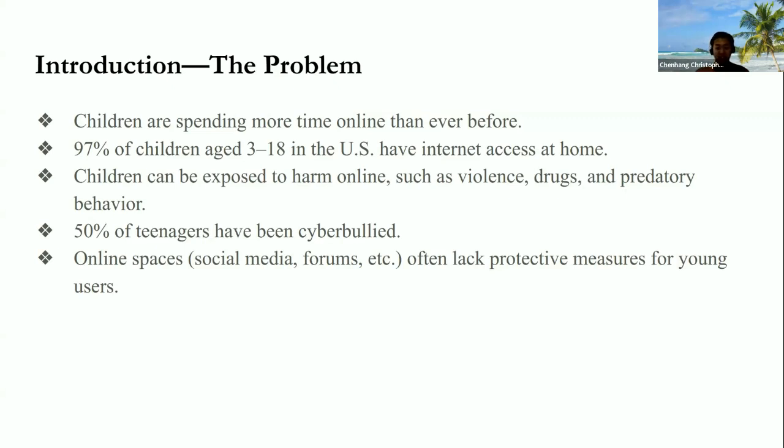Existing solutions rely on outdated blacklists, which struggle to keep up with new threats and often block too much or too little content. This research aims to create a safer digital environment for children by using AI to detect and filter content in real time. Our goal is to make the internet a safer place for children without compromising its educational and social benefits.